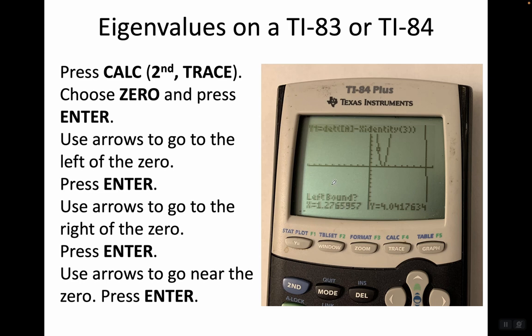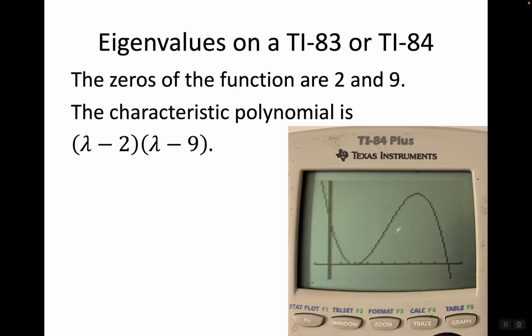So what you do is press calc, that's a second, and then trace, and then you choose 0 and press enter. Use the arrows to go to the left of the 0, press enter. Use the arrows to go to the right of the 0, press enter. And then use arrows to go near the 0 and press enter. That's the way you find the zeros on the graph. So the zeros of the function you will find are indeed 2 and 9.